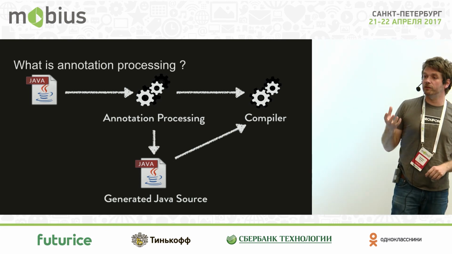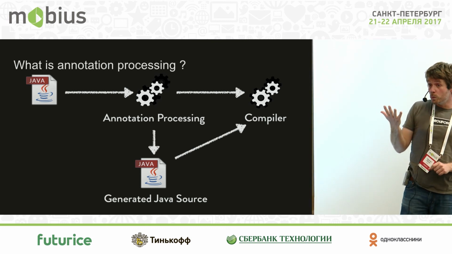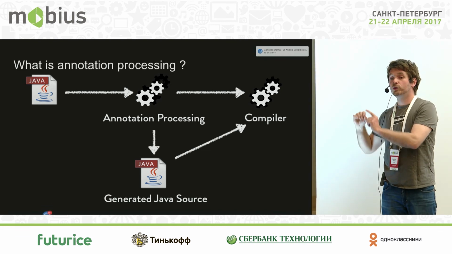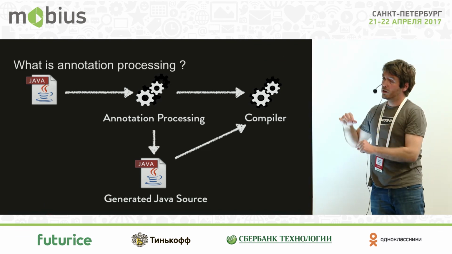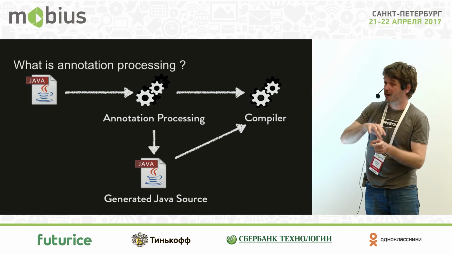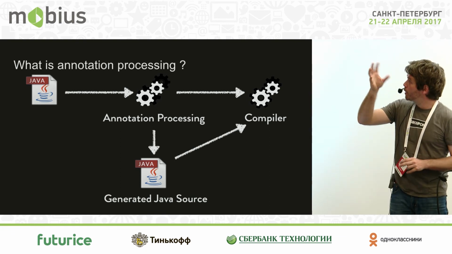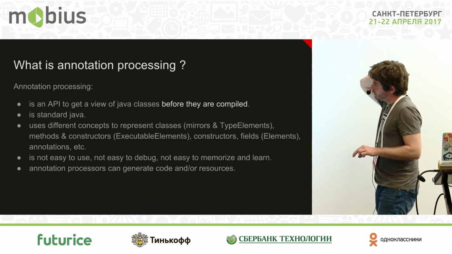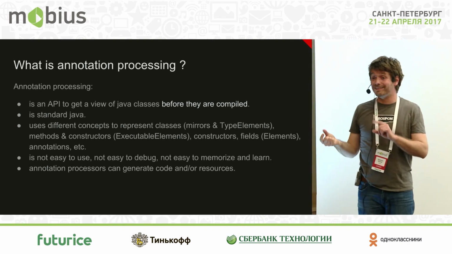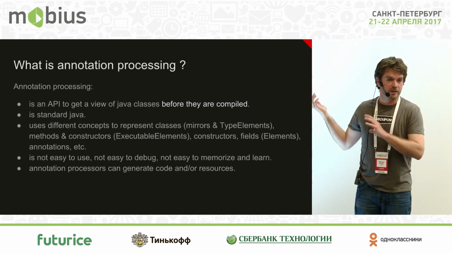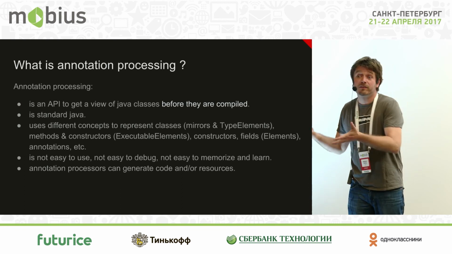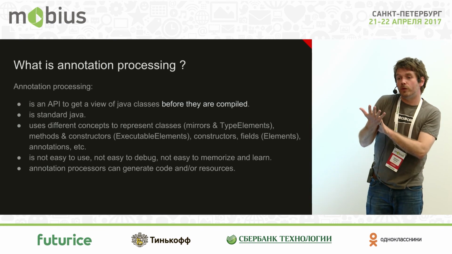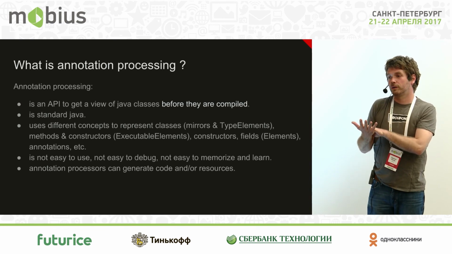So annotation processing is really trying to give a view of the Java files that you create. Reflection was trying to give a view of the runtime objects, while the annotation processor relies on Java files. They see it more like a structured grammar usage, basically. So annotation processing is an API to get a view of the Java classes before they are compiled, which is a sentence that doesn't make any sense, because a class is compiled by definition. So just before they get compiled, you can still view them. That's the advantage of annotation processing.